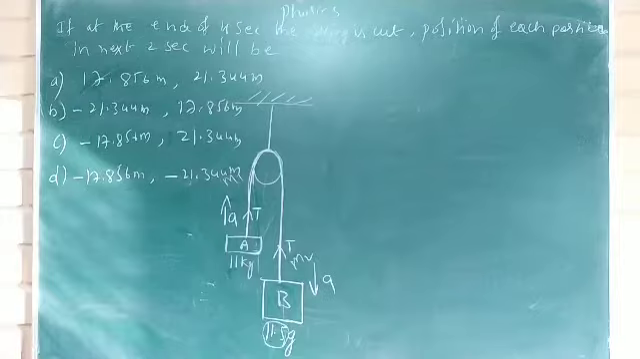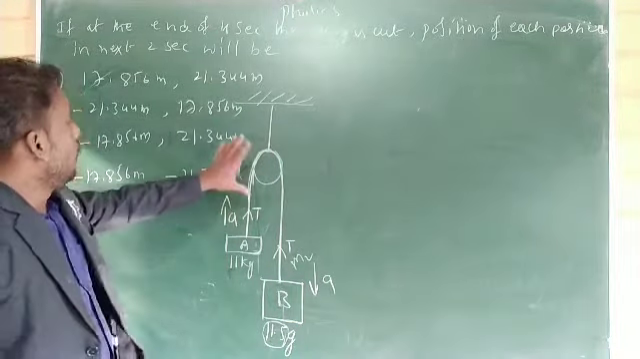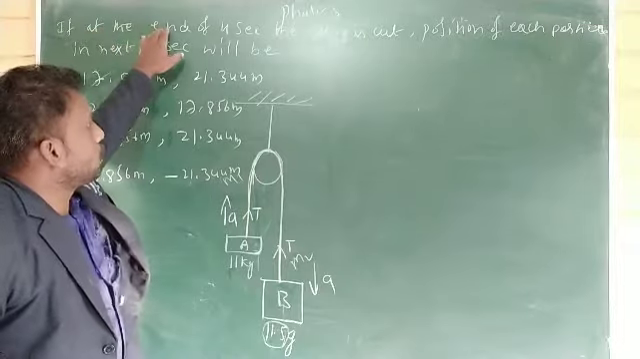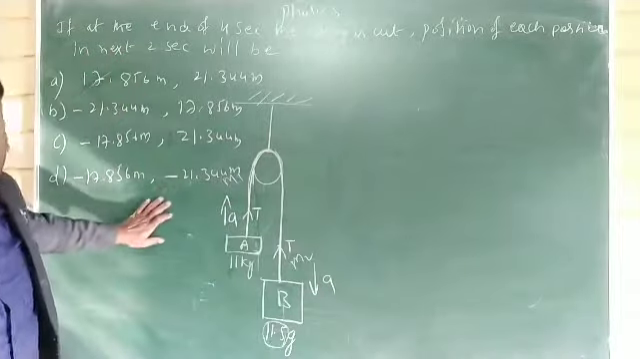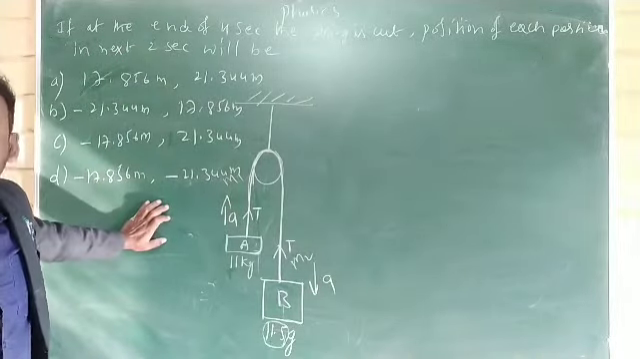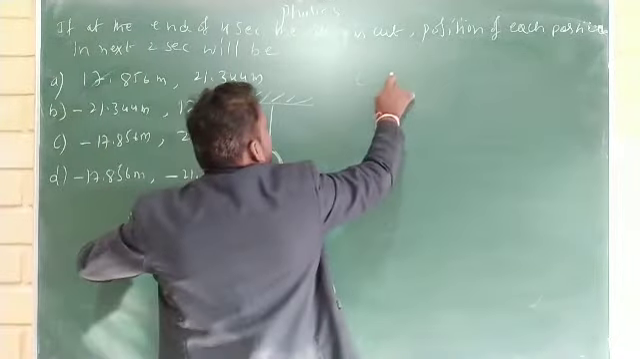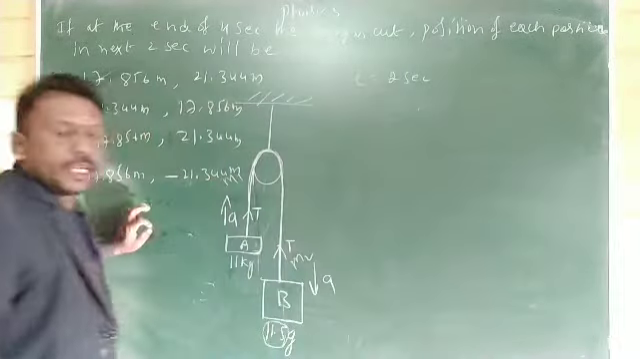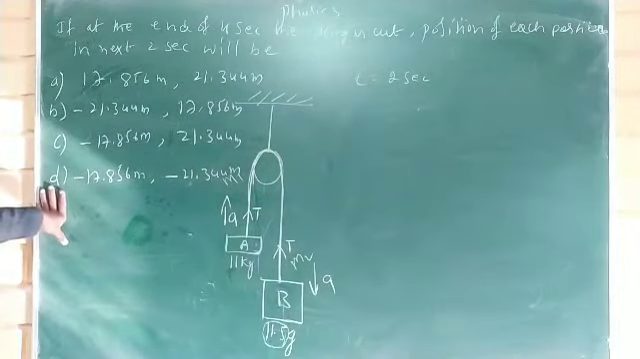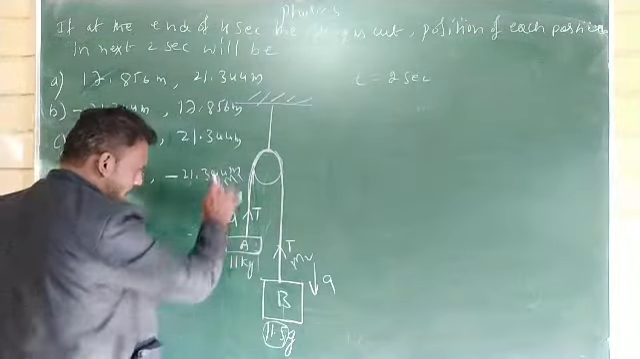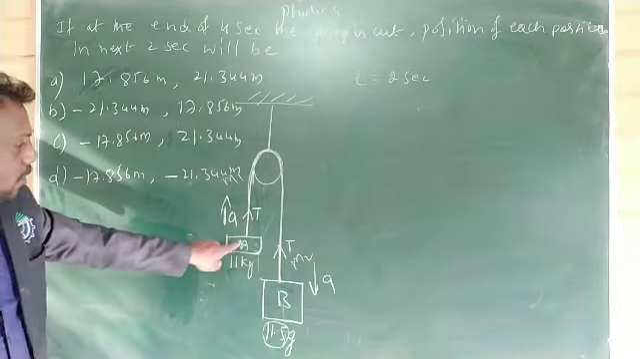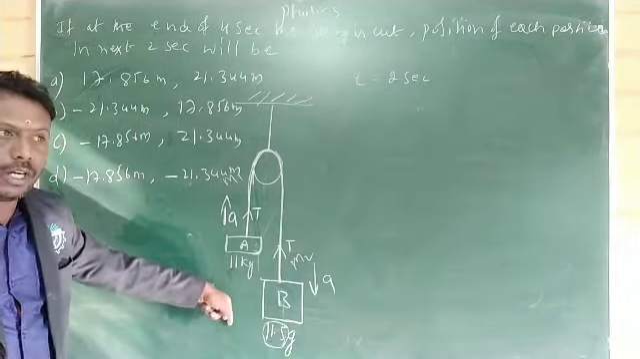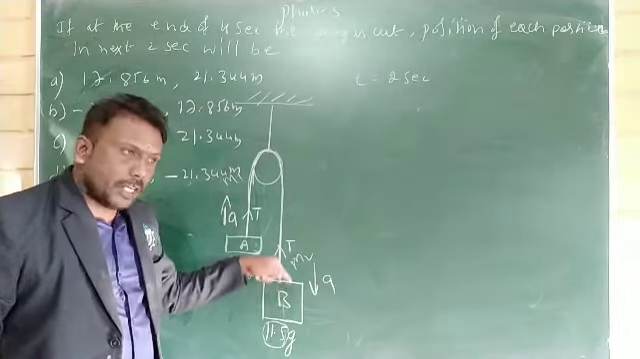This is the question. In the above question, at the end of 4 seconds the string is cut. The position of each particle in the next 2 seconds will be: t is equal to 2 seconds. The position of the particle after 2 seconds. When the string is cut, this is the initial acceleration direction. When the string is cut, A moves in the downward direction, and B is also moving in the downward direction.